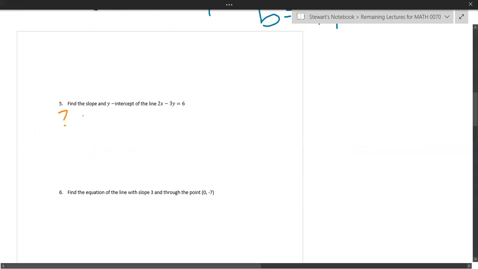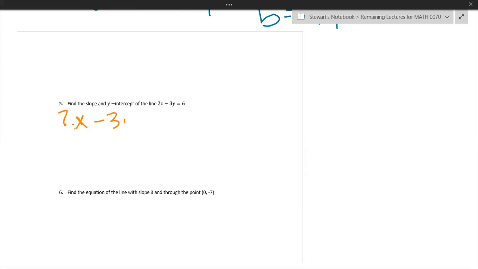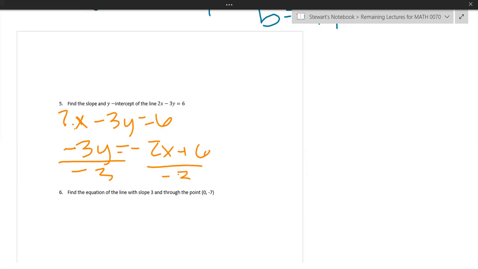So we have 2x minus 3y equals 6. We want to start by subtracting the 2x. So we have negative 3y is equal to negative 2x plus 6. Now the last thing to do is divide everything by negative 3.